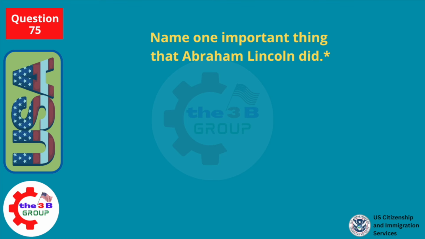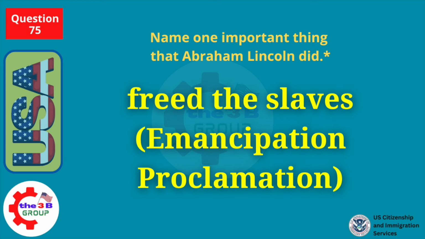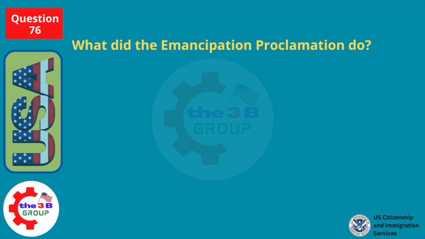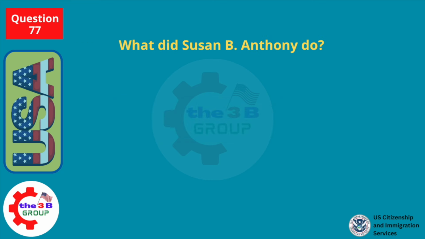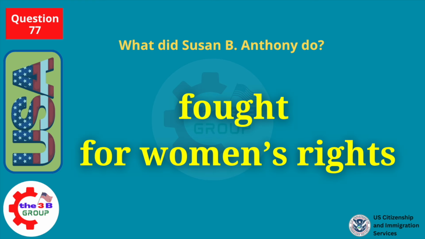Name one important thing that Abraham Lincoln did. Freed the slaves, Emancipation Proclamation. What did the Emancipation Proclamation do? Freed the slaves. What did Susan B. Anthony do? Fought for women's rights.